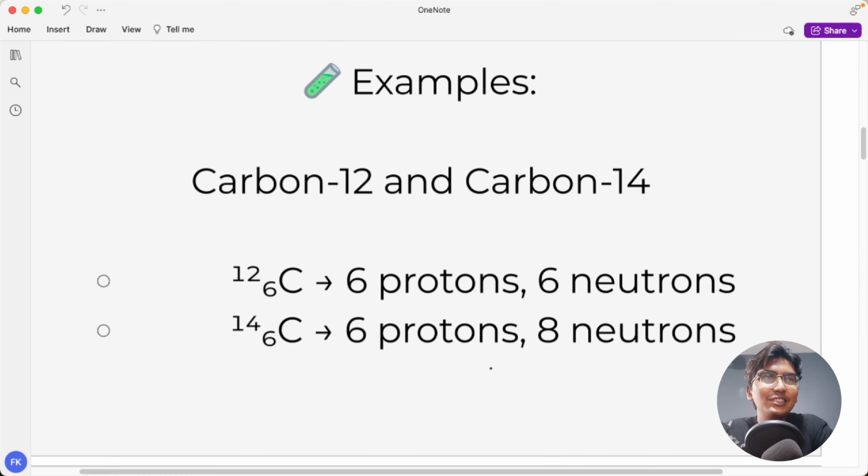Moving on, let's look at another famous example. If you study STEM, you will get carbon 12 and carbon 14 a lot. Let's look at this example. As you can see on the screen, it has 6 protons, 6 neutrons, which give it a mass number of 12. However, let's look at carbon 14, which has 6 protons and 8 neutrons, right? So it has a mass number of 14.